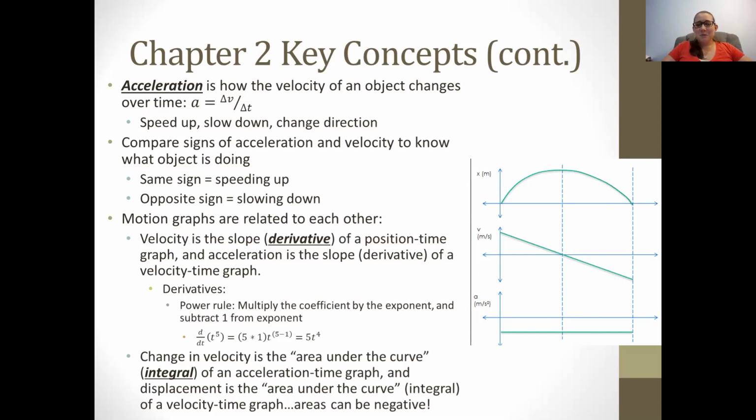Anyway, these motion graphs are related to each other. Velocity is the slope, or the calculus word derivative, of a position time graph. So if we take the slope of a line, possibly a tangent line, which touches the curve at just one point, the slope of the tangent line will tell us about the velocity. And similarly, acceleration is the slope or the derivative of a velocity time graph.